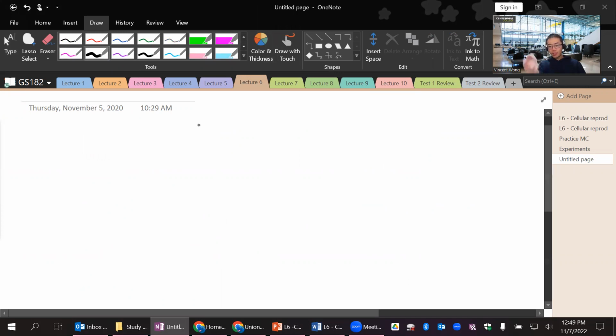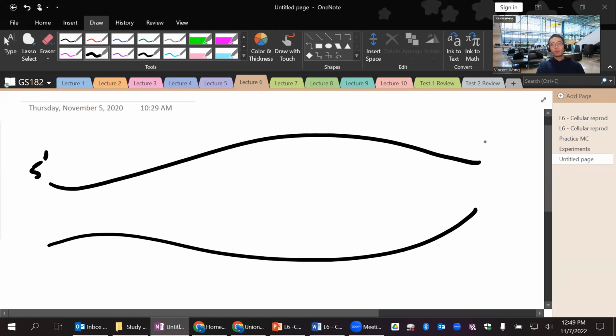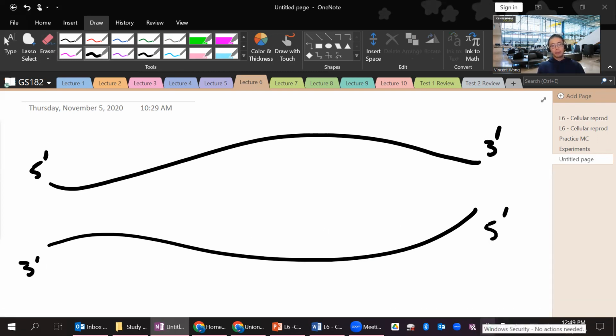Okay, so let me just go through some of the basic things again. I'm going to do this quite quickly because we have reviewed it already. Let's say this is 5' and 3'. And on the other side, it will be 3' to 5', right? Because DNA strands are anti-parallel to each other.